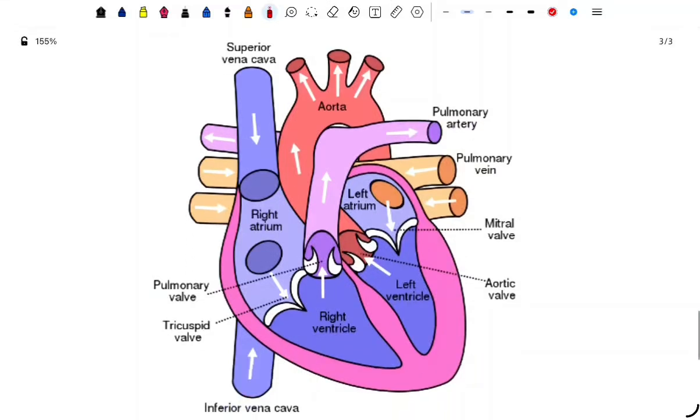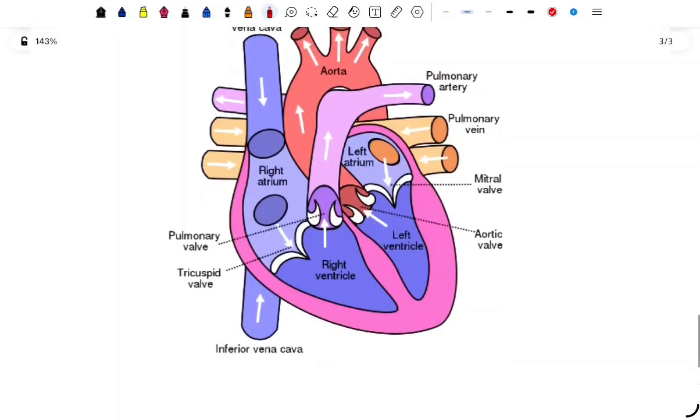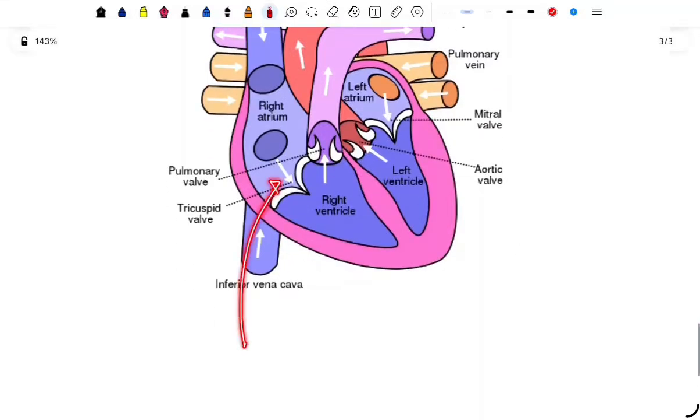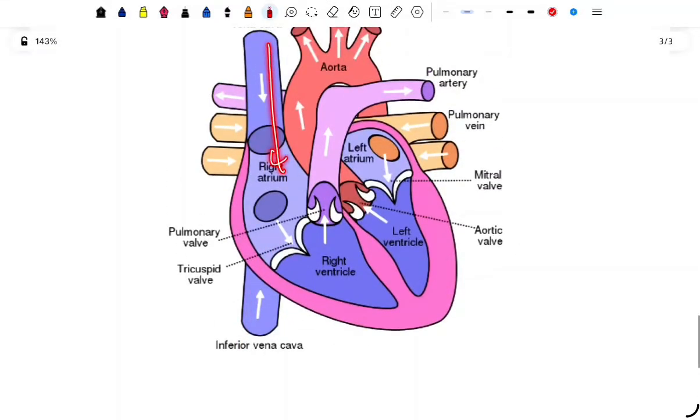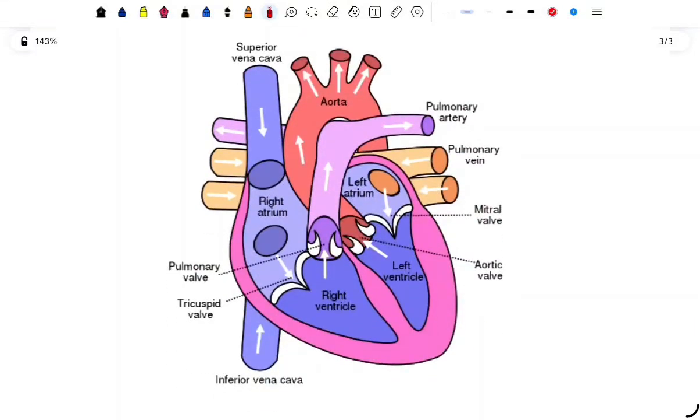Now, after reaching different tissues, the oxygenated blood supplies oxygen to the tissues, oxidation occurs in the cells, and then carbon dioxide is produced. Carbon dioxide is again released to the right atrium through the superior and inferior vena cava.